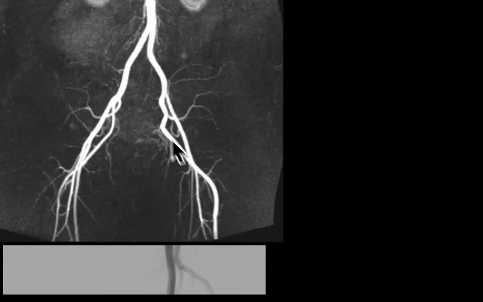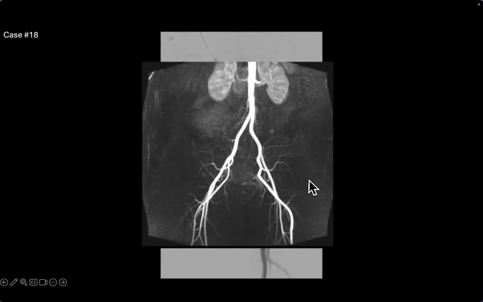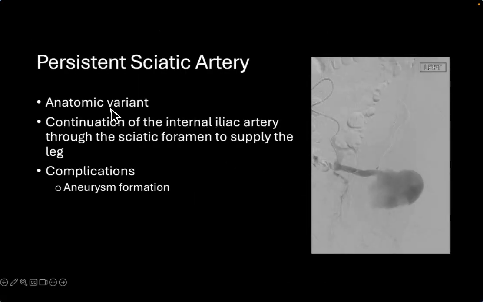I hear on vascular surgery boards, they'll say that a patient has a completely occluded CFA, but they have robust lower extremity pulses. What's the variant? And that is a persistent sciatic artery. This is an anatomic variant, continuation of the internal iliac through the sciatic foramen to support the leg. Complications can be aneurysm formation. So this was a case of a persistent sciatic artery that formed this huge aneurysm that we ended up having to coil off. But they can undergo aneurysmal degeneration.